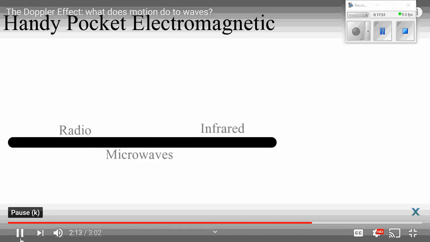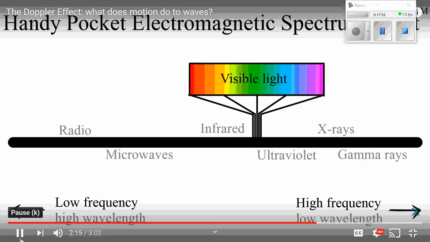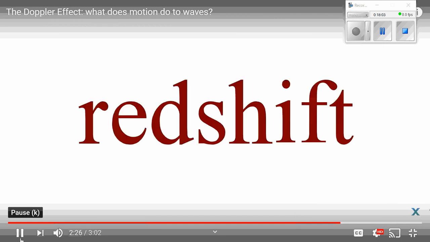Well, if we look at our handy pocket electromagnetic spectrum chart, we'll see that a small change in frequency for visible light will change its color. Higher frequency light waves means bluer light, and lower frequency light waves means a redder light. This is called redshift, and it may possibly be among the weirdest and coolest things of all time.